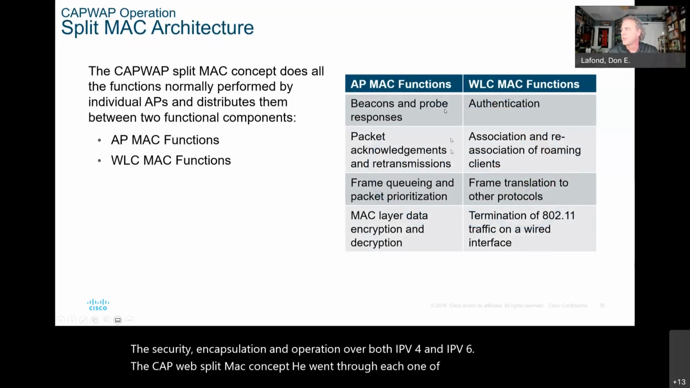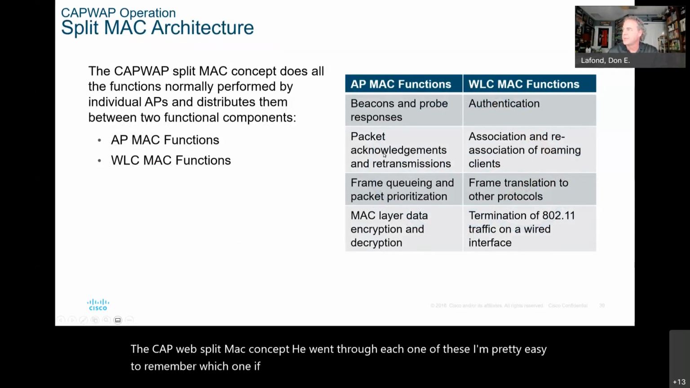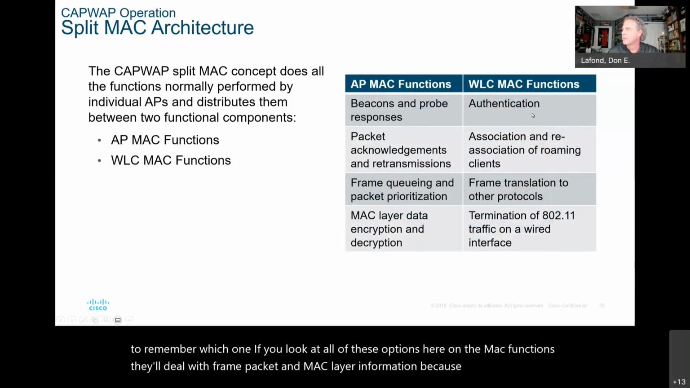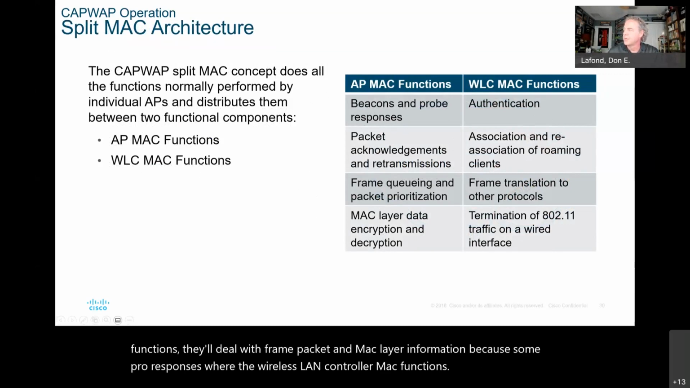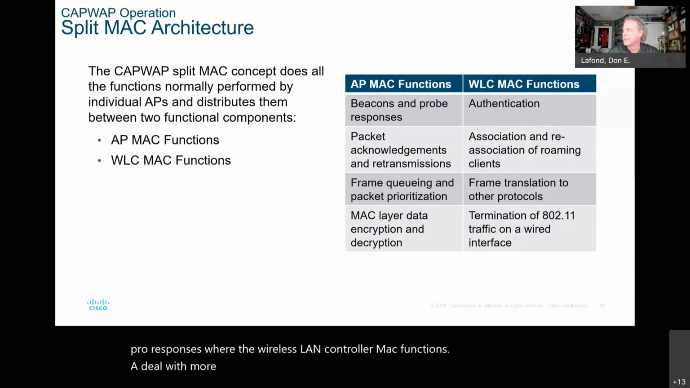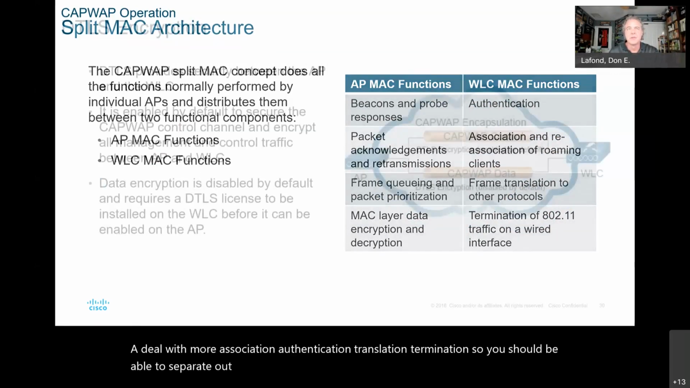Pretty easy to remember which one. If you look at all of these options here on the MAC functions, they all deal with frame, packet, and MAC layer information, beacons and probe responses, where the wireless LAN controller MAC functions deal with more association and authentication, translation, termination. So you should be able to separate out these pretty easily.